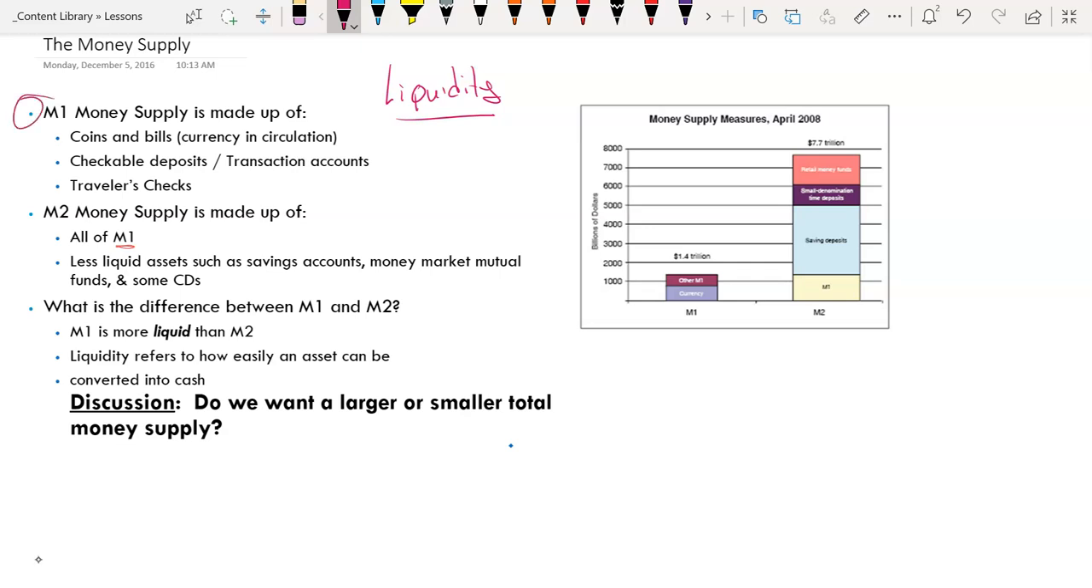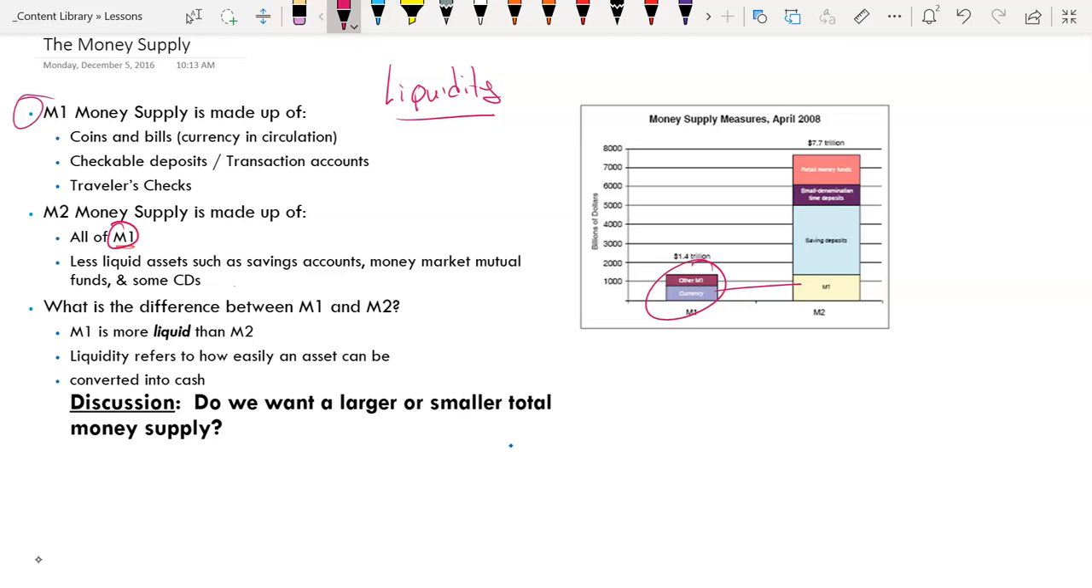So M1: coins and bills, checkable deposits, checking accounts, and traveler's checks. M2 gets a little complicated. It adds in all of what is in M1, plus less liquid assets: savings accounts, money markets, and certificates of deposit. These things are less liquid because they are not necessarily intended to be used day to day, right? A savings account or a CD has maturity dates. If you get a CD for 5 to 10 years, you can take the money out, but you pay a fee or something like that.